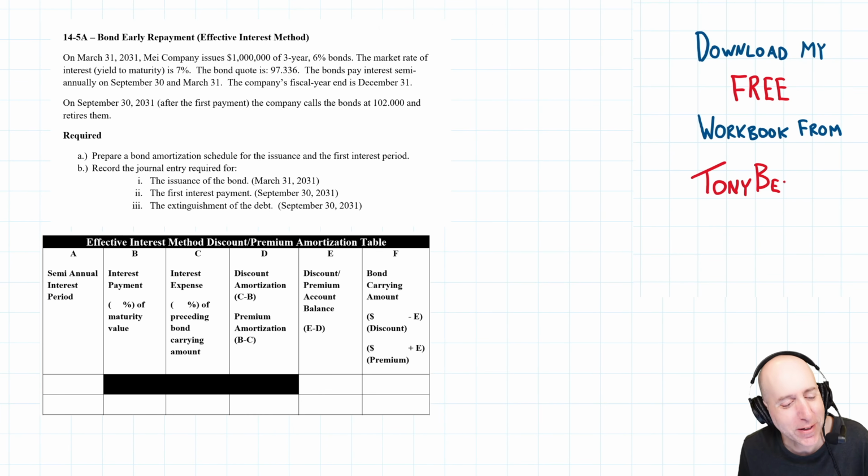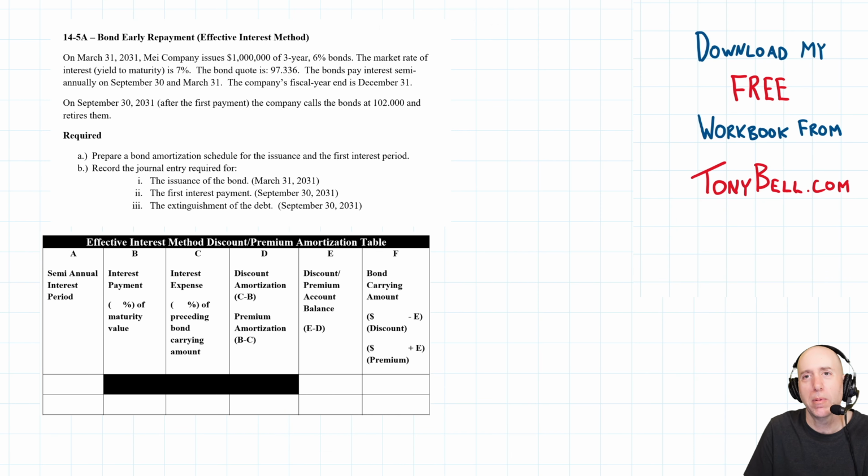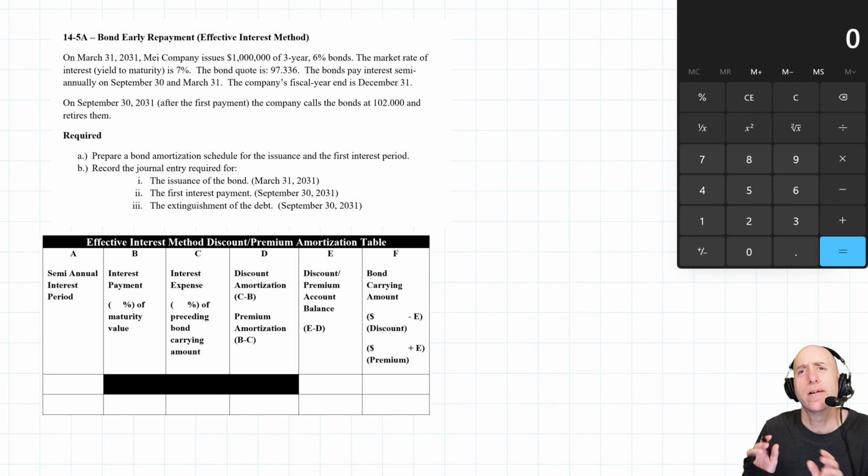Let's jump into problem 14.5a. We are retiring a bond early. We're going to issue a bond and pay some interest on it and then decide, you know what, I want to just pay off the debt early. And some bonds have that feature. The company can retire the bond early, and this bond has that feature.